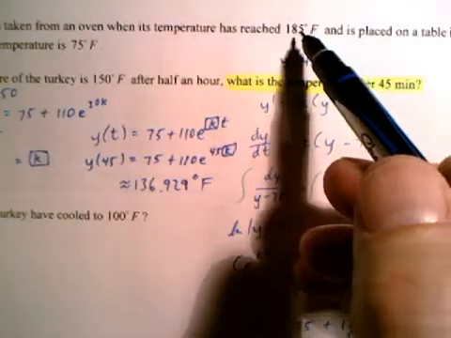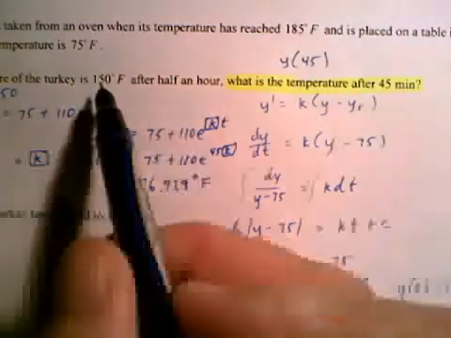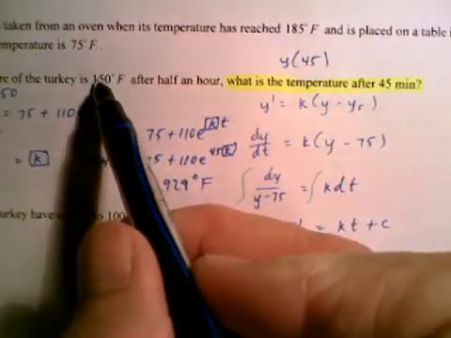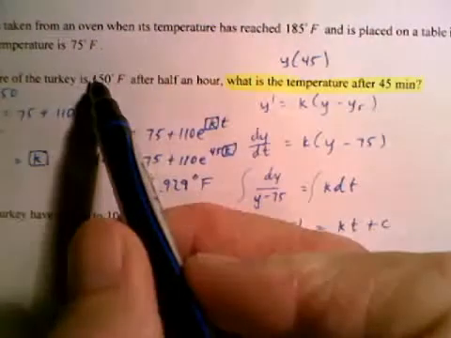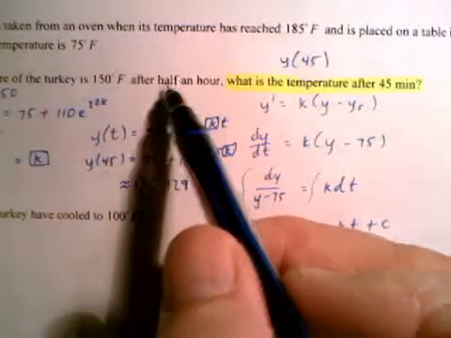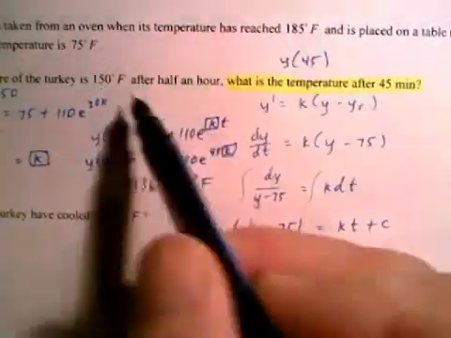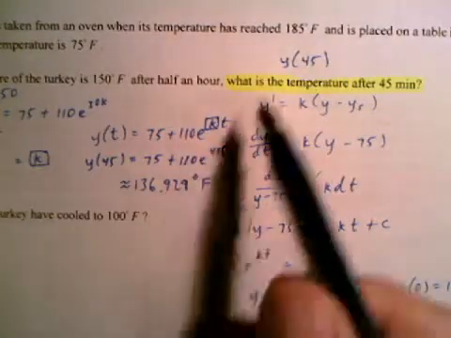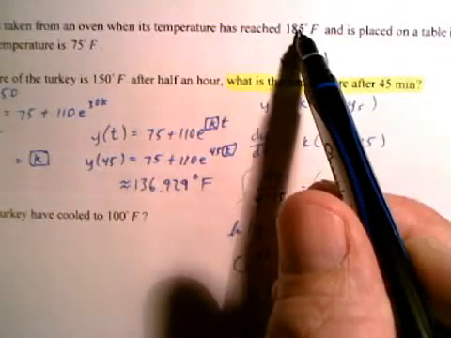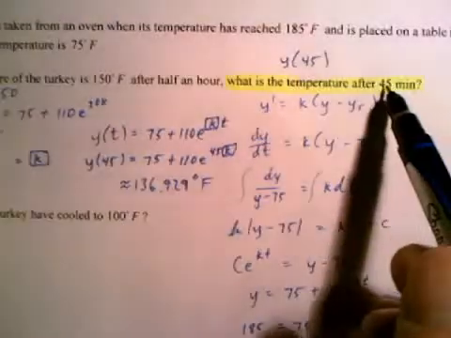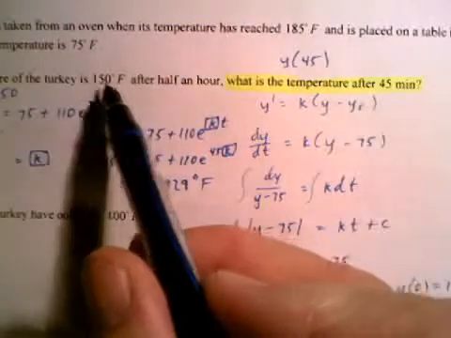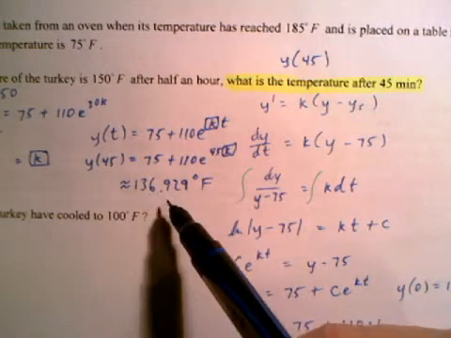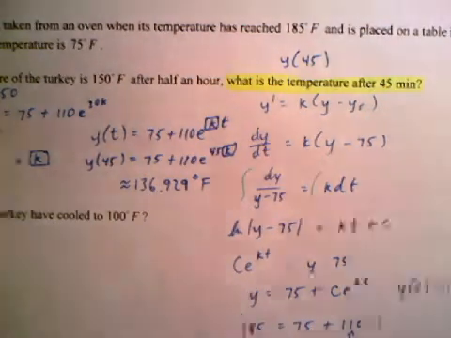It cooled down from 185 to 150 in half an hour, so it dropped 35 degrees. Now, this is not linear, so 15 more minutes doesn't necessarily mean it's going to drop half of that. But it is reasonable to expect about half of 35, so 17 and a half more degrees from 150. So 136.929 is in the ballpark, and we can feel pretty good about that.